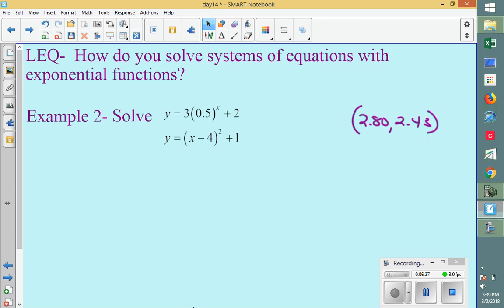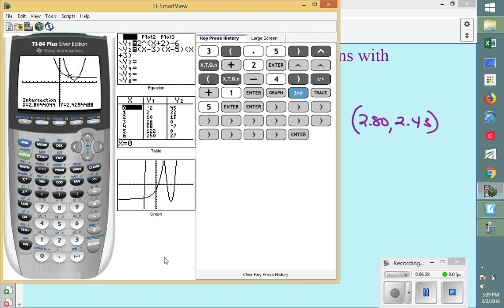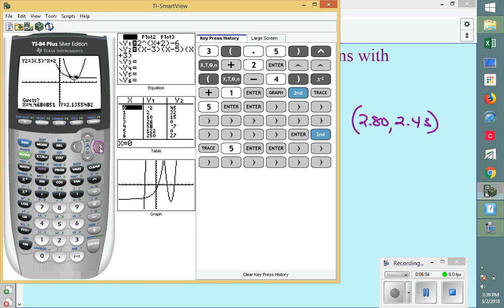Okay, so let's go back here to get the other one. Second, trace, intersect number 5, first curve, second curve, enter, enter, guess, moving it over to that second point of intersection right about there, enter, 5.04, 2.09.